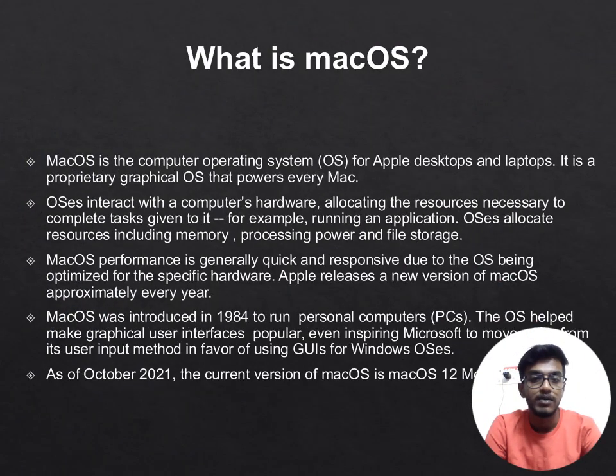What is Mac OS? Mac OS is a computer operating system for Apple desktops and laptops. It is a proprietary graphical OS that powers every Mac. OS interacts with computer hardware, allocating the resources necessary to complete the task given to it. For example, when running an application, OS allocates resources including memory, processing power, and file storage. Mac OS performance is generally quick and responsive due to the OS being optimized for specific hardware. Apple releases new versions of Mac OS approximately every year.